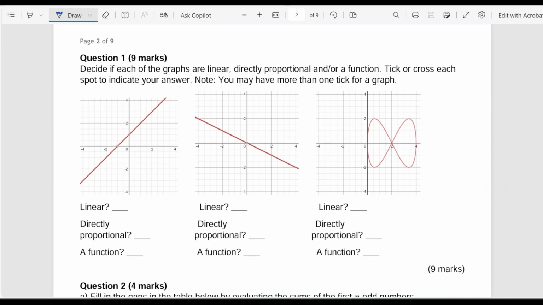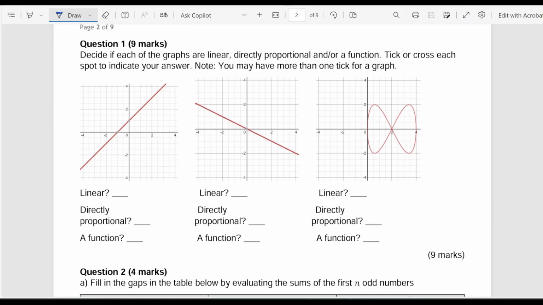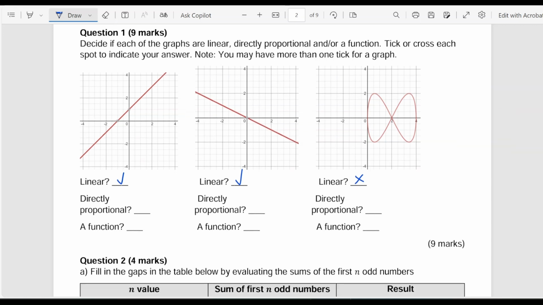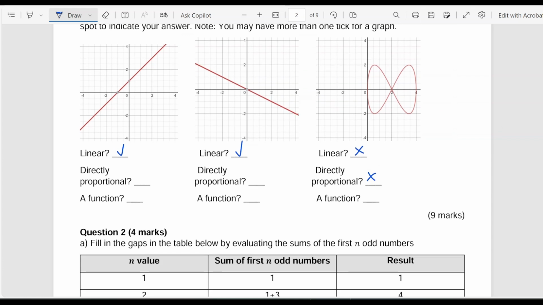All right, so first question here, we got to categorize these. Linear means, is it a straight line? So that would be yes, yes, and no. Directly proportional means that it is both linear and it goes through the center point on the graph, the origin. So first of all, this one here over here cannot be directly proportional because it wasn't linear. This one actually is because it goes through the center point. And this one is not because it doesn't go through the center point.